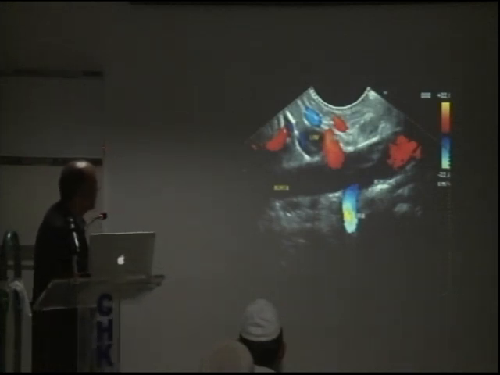So this is the aorta coming up here, left renal artery, left renal vein. You'll have the pancreas above there, this is the splenic artery and splenic vein here. And then you have the right renal artery here. The picture is switched on.